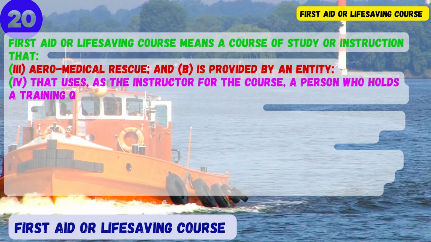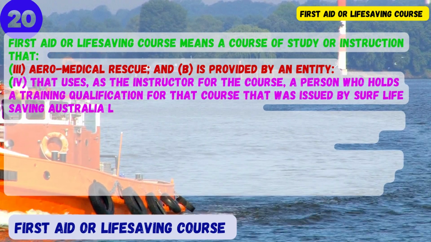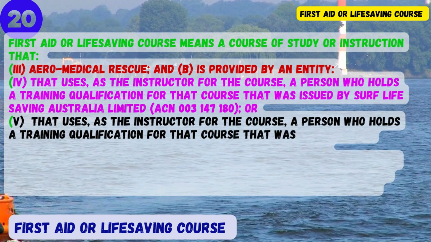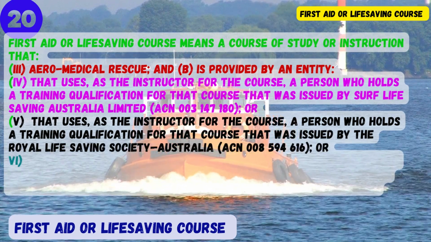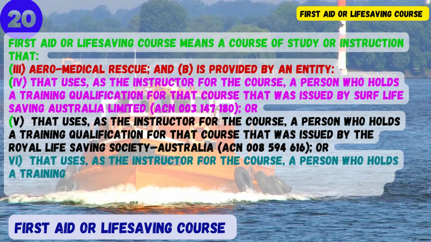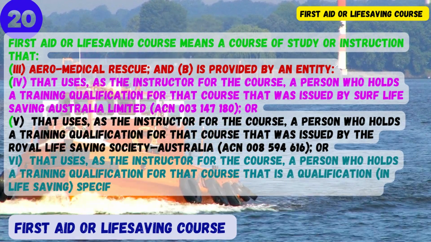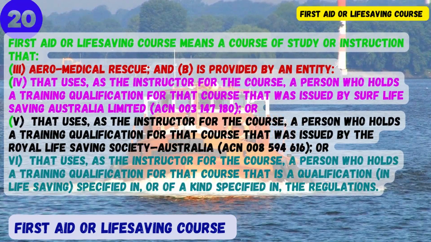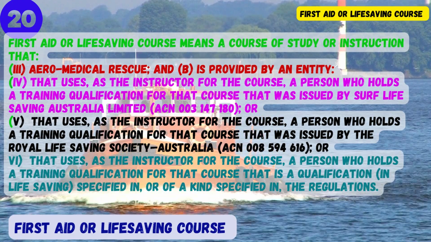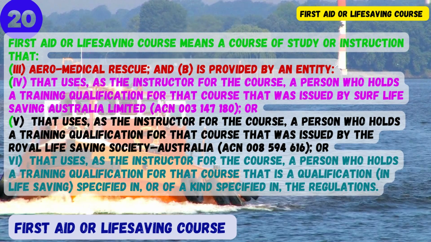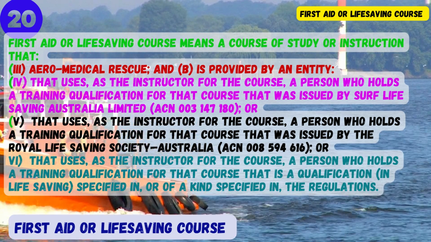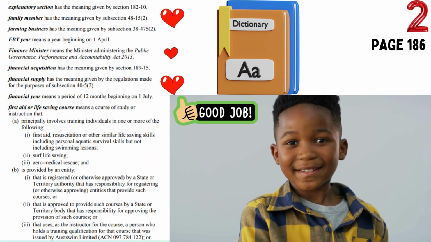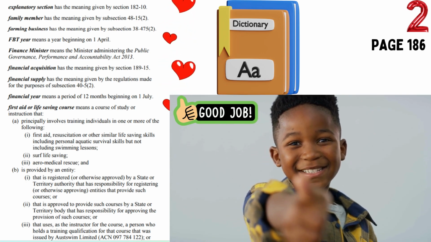course that was issued by Surf Life Saving Australia Limited, ACN 003-147-180. Or 5. That uses, as the instructor for the course, a person who holds a training qualification for that course that was issued by the Royal Life Saving Society, Australia, ACN 008-594-616. Or 6. That uses, as the instructor for the course, a person who holds a training qualification for that course that is a qualification in life-saving, specified in, or of a kind specified in, the regulations. That was it for page number 186, friends.